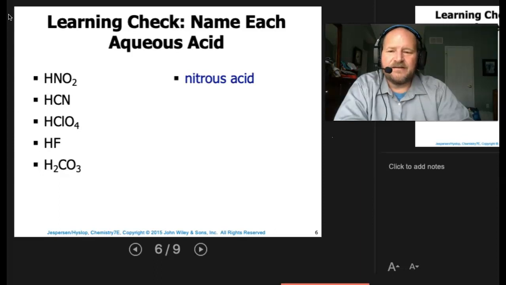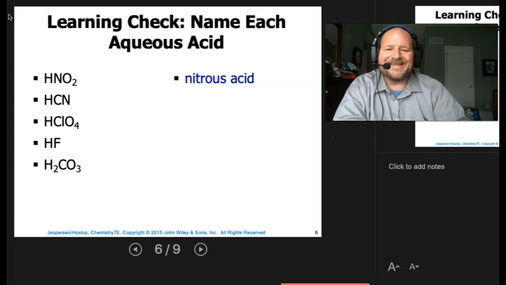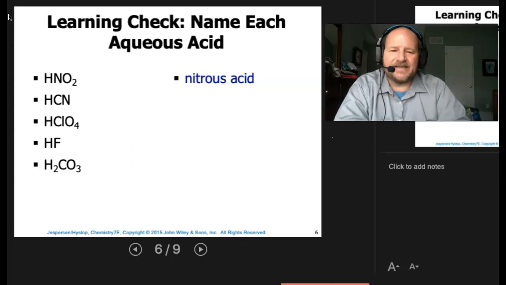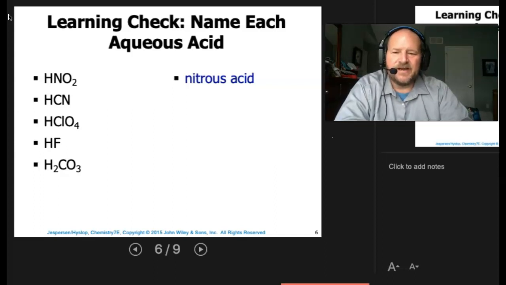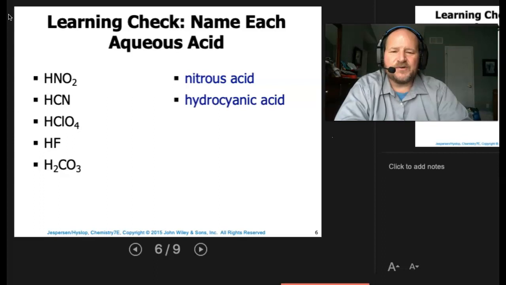HCN, now this one's tricky, right? Because it's not going to follow our rules. It doesn't end in ate or ite. What's it end in? It ends in IDE. So if it ends in IDE, that IDE sound is coming from the monatomic, the elemental pieces. And so we said, what? Hydro, and then whatever the elemental piece was. And so this actually becomes hydrocyanic acid. Hydrocyanic acid. Tricky on that one.